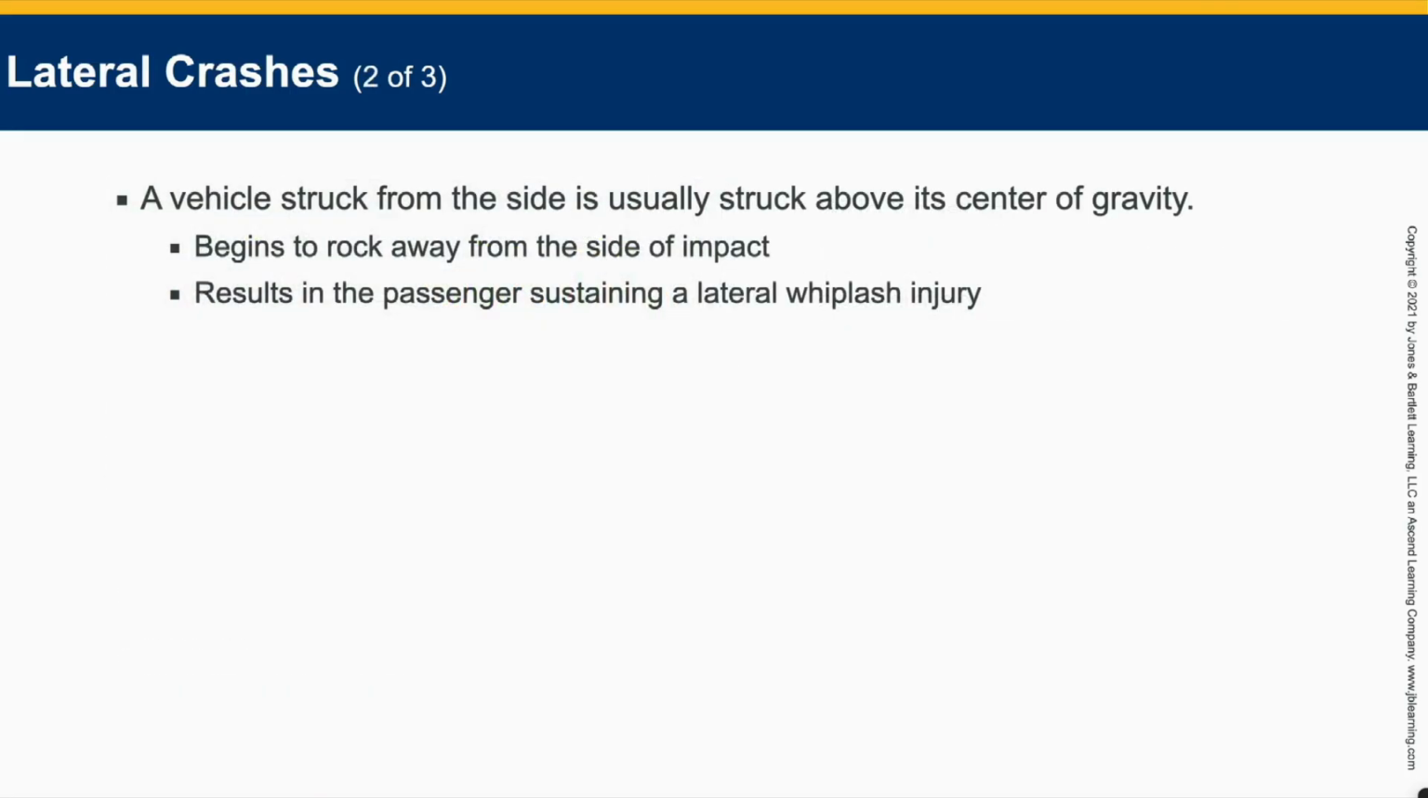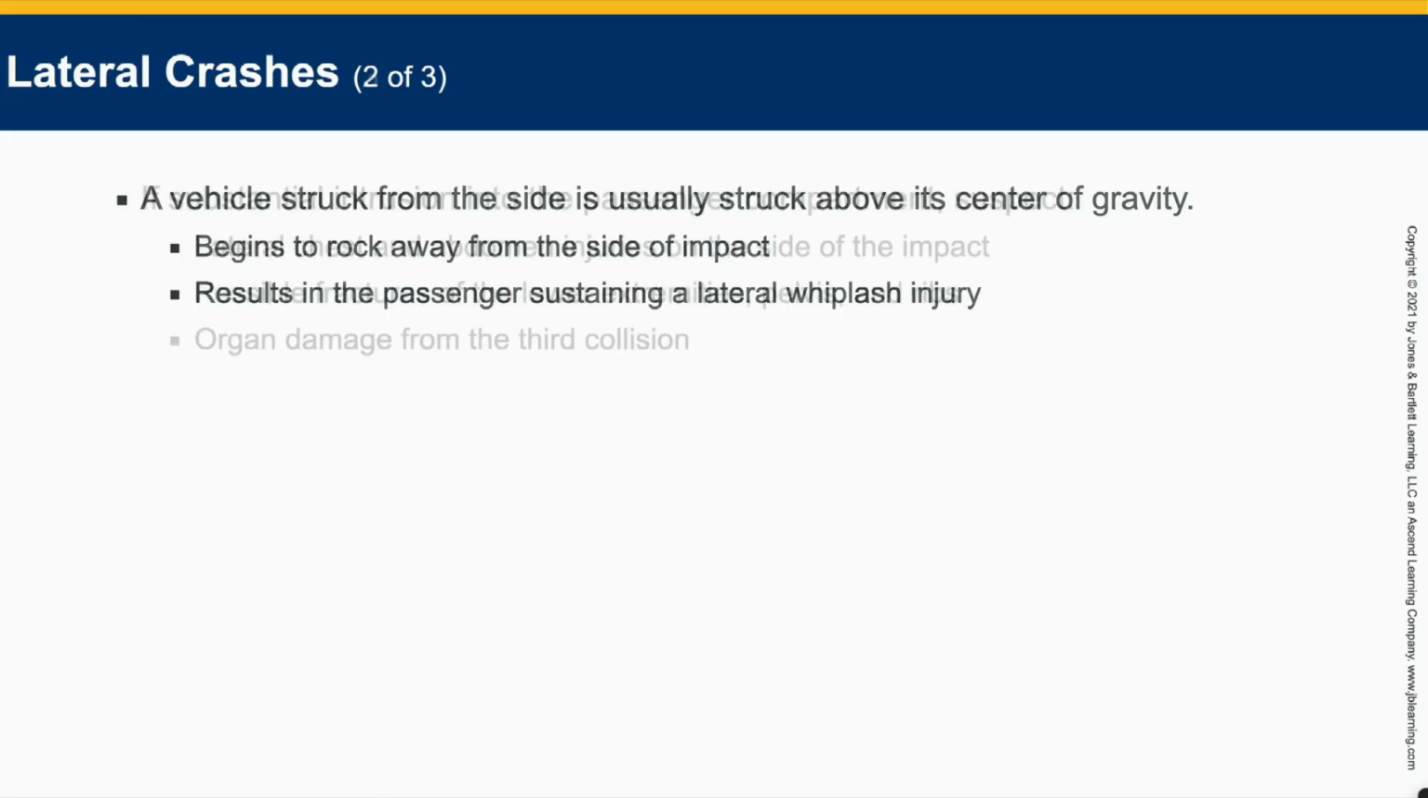Let's break down what's actually happening in a lateral crash. When a vehicle is struck from the side, it's usually hit above its center of gravity. That causes the vehicle to rock or move away from the point of impact. And as that happens, the patient's body is forced sideways, creating a lateral whiplash motion. So instead of that forward-backward motion that we see in rear-end crashes, this is a side-to-side force. And again, that means the head, neck, and torso are all being pulled in ways that they're not designed to handle. So when you hear side impact, your brain should immediately go to high risk and the potential for serious internal injuries.